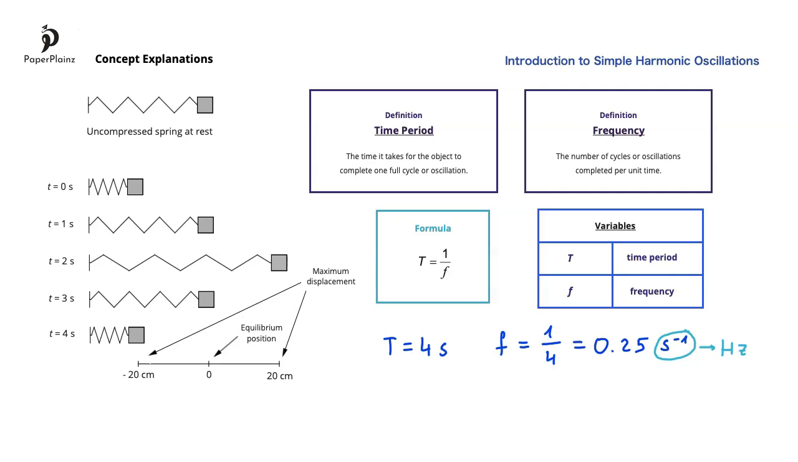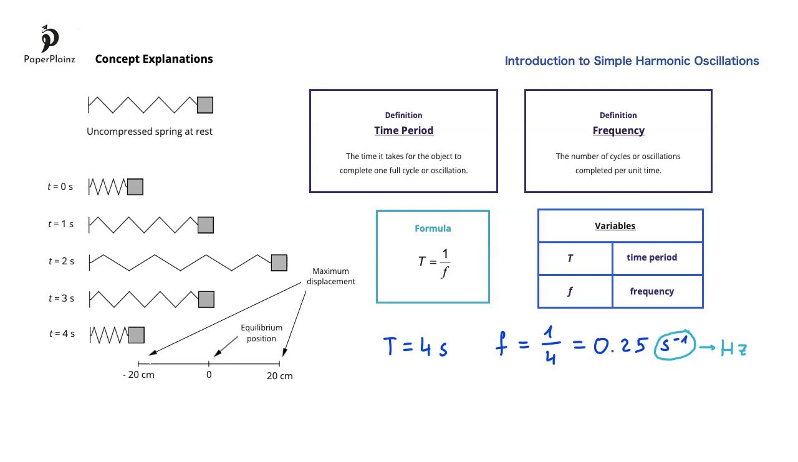So we can say that at t equals 0 seconds, the displacement is -20 centimeters. At t equals 1 second, it is 0 centimeters. At t equals 2 seconds, it is 20 centimeters. At 3 seconds, it is 0 again. And at 4 seconds, it is -20 centimeters.